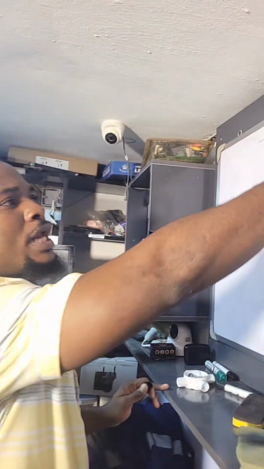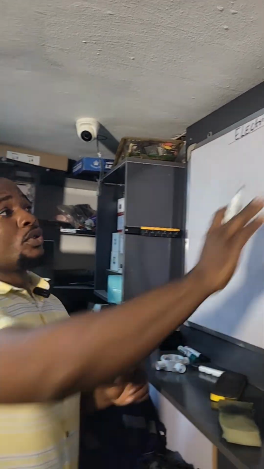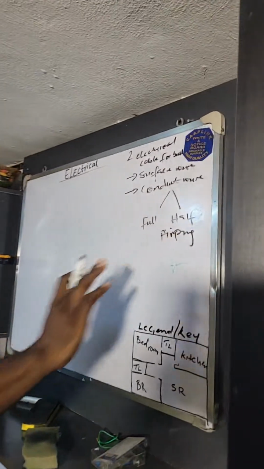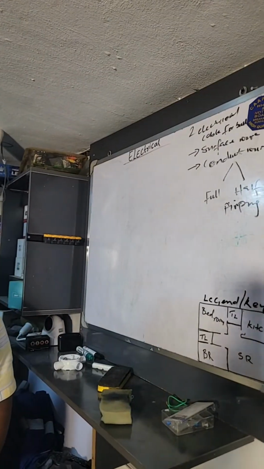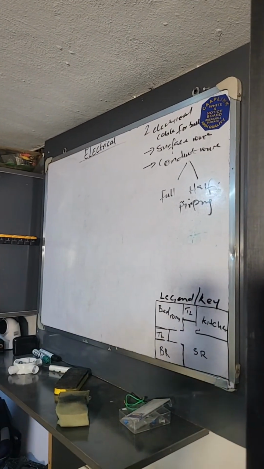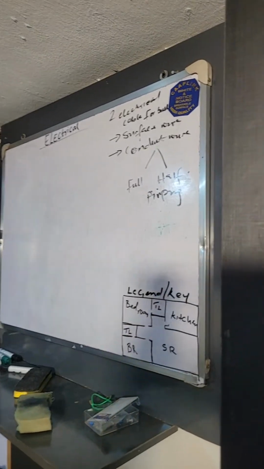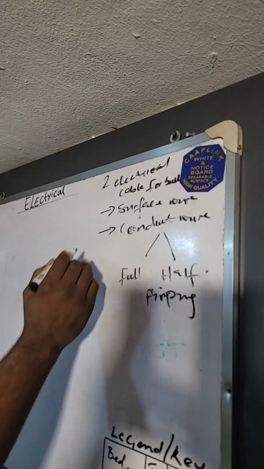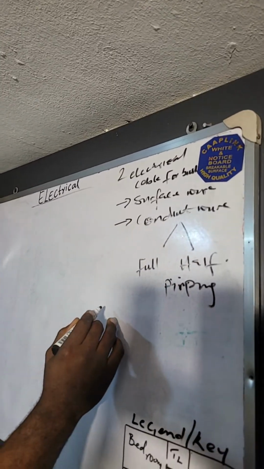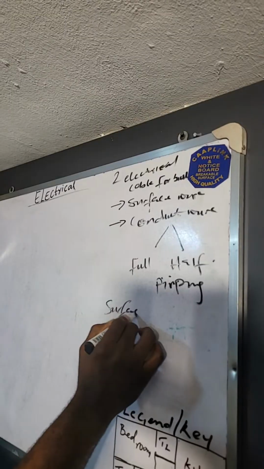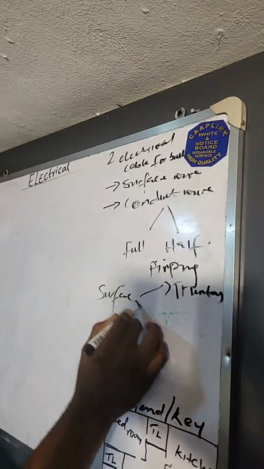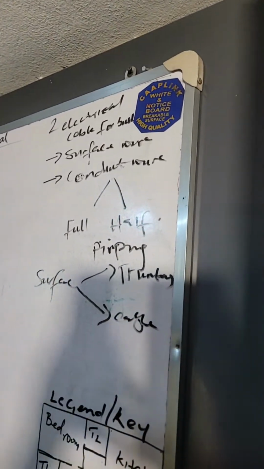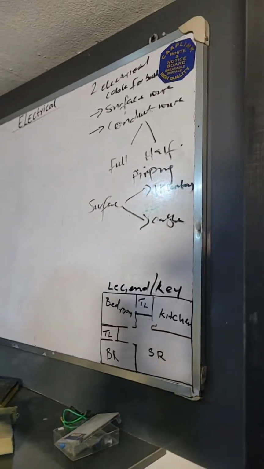So we don't have much time to go. We have the two electrical cable lines for a building: the surface and the conduit wiring. The surface was the earlier stage of electrical wiring, which by now has developed, because we now have a high level of surface. The surface now has two ways as well: we have the trunking surface and the cable surface.